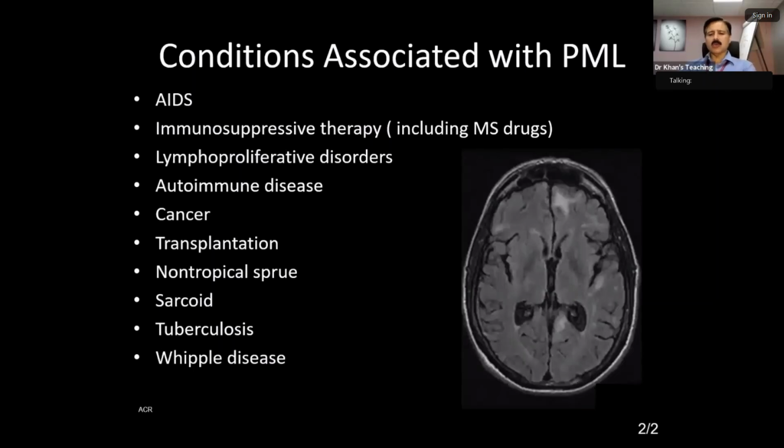But the latest concept which I want you to remember is, don't go home with the idea that PML can only occur with AIDS. Look at this list, including immunosuppressive therapy. There are drugs which we use for MS, in which patients can develop secondary PML, and the clinician will ask you if there are signs of PML. Look at this, such a long list. So PML can occur with all of these conditions.